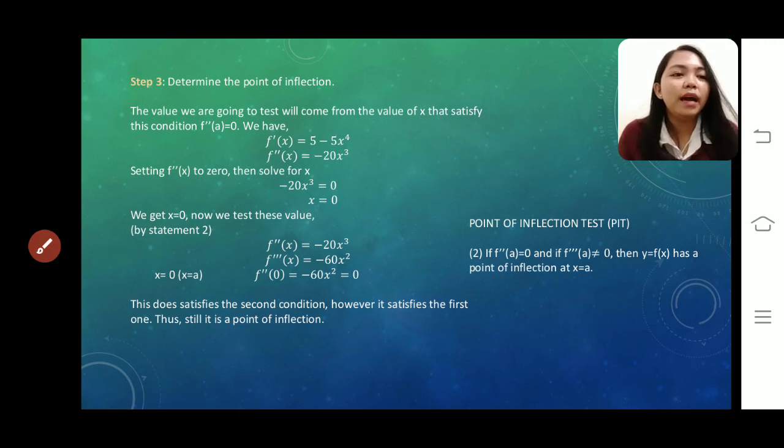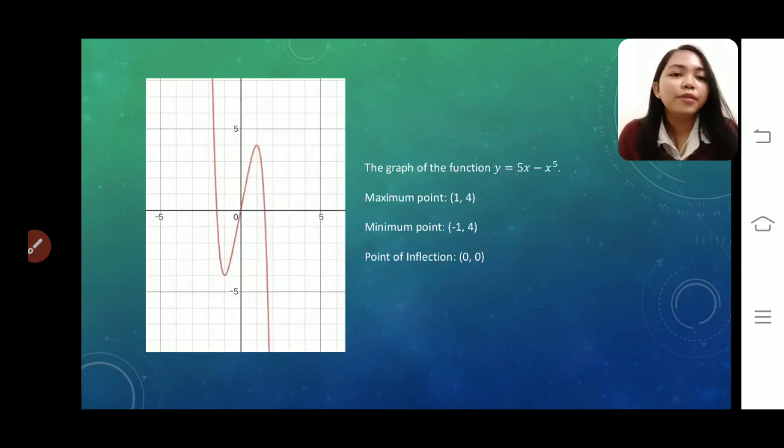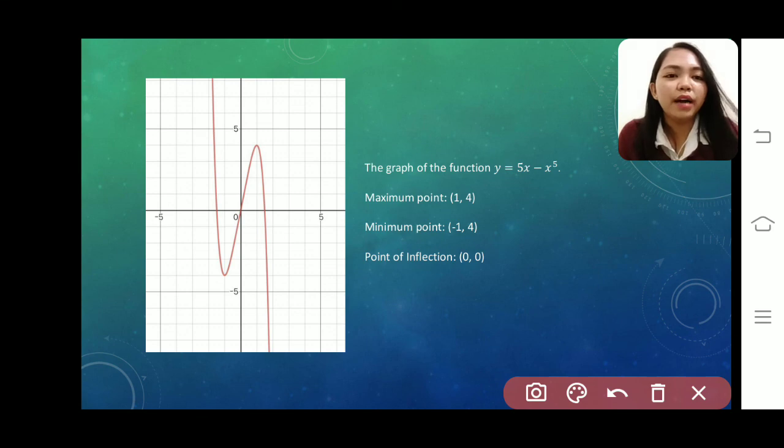So, hindi naman kailangan isatisfy niya yung dalawa. So, therefore, kapag kukuha kayo or magtetest kayo ng isang point to determine whether it is a point of inflection or not, kahit isang condition nyo lang siya i-test, kahit dun sa first lang, or sa second. So, kapag ginraph natin yung problem, yung function natin na y equals 5x minus x raised to 5, so, ito na yung kalalabasan niya. So, we have the maximum point here, 1, 4, and then the minimum point, negative 1, 4, and then the point of inflection at the origin.